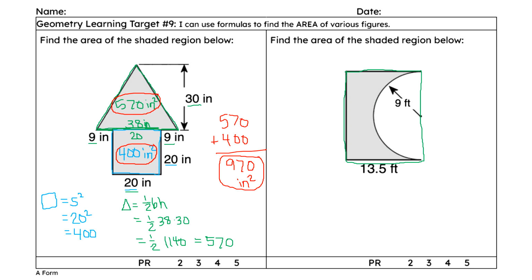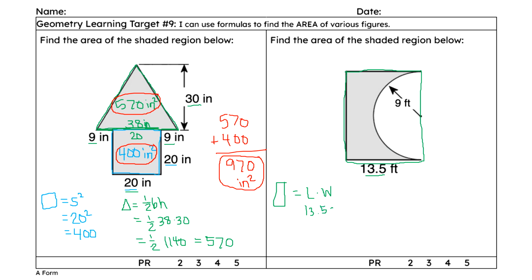So I know the length here is 13.5 feet, but I've got to figure out what the width is, because length times width gets you the area of a rectangle. So here's my rectangle. That is length times width. I know my length, that's 13.5. So now I've got to figure out the width.